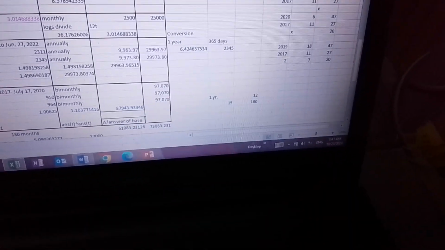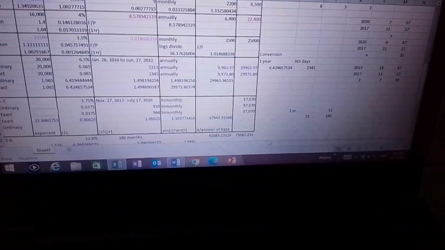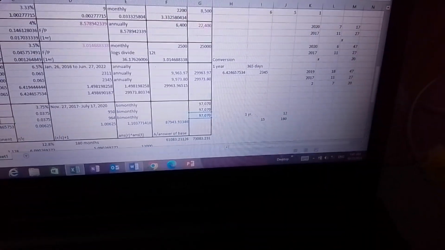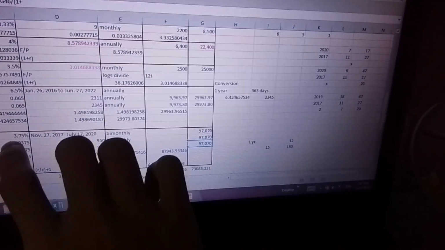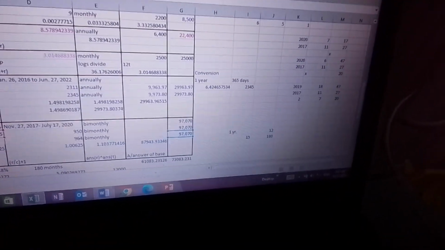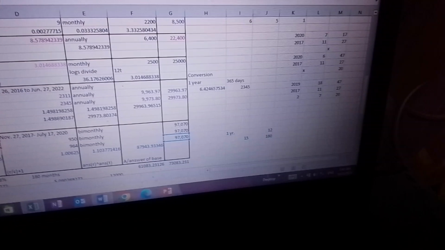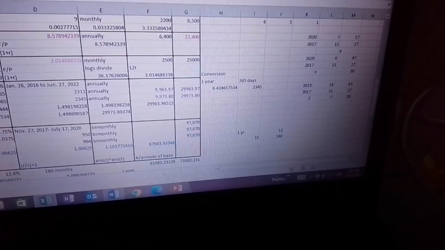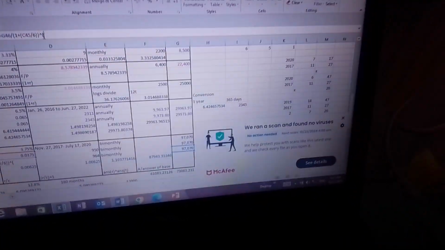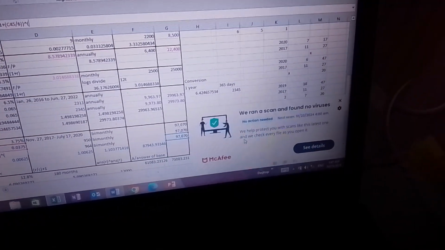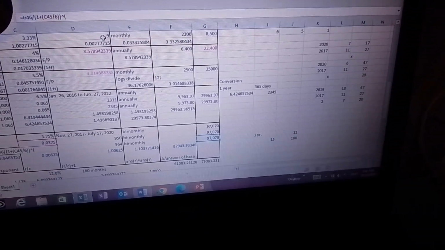There. Right? In summary, this is what we did. What I did here is 97,070 divided by 1 plus R divided by C, right? R divided by 6, right? But we have to put parentheses here because it is a fraction. And then we put the caret, and raise it to what power? What's the exponent in exact interest? Okay.